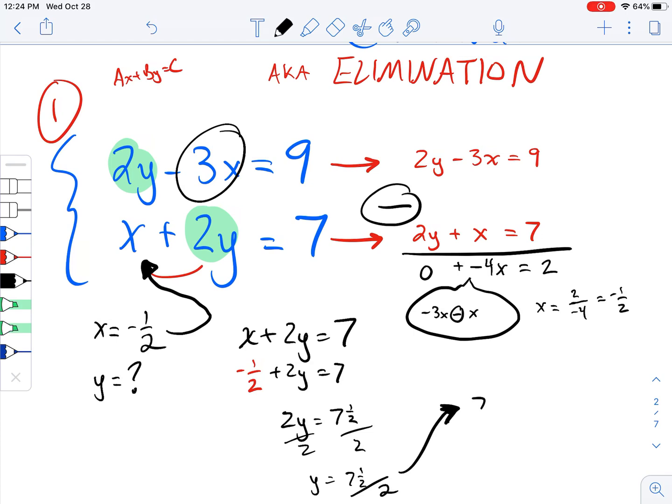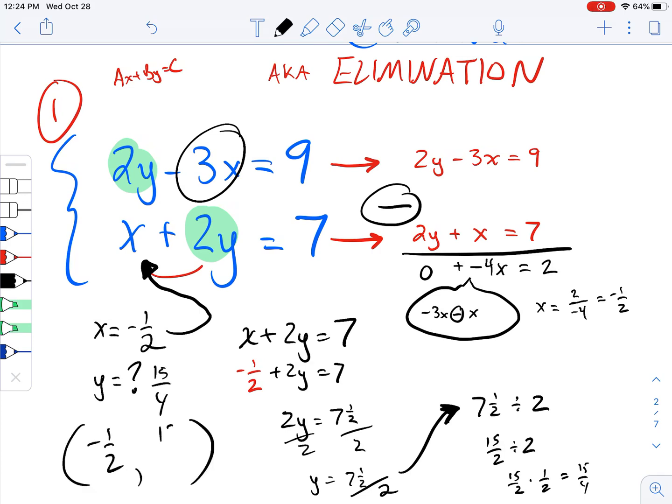So I have 7.5 divided by 2. I could think of that as 15 halves divided by 2, or 15 halves times 1/2. So I'll get 15/4. So y is going to be 15/4. So my solution is going to be negative 1/2 and 15/4.